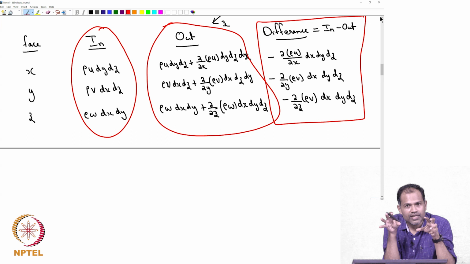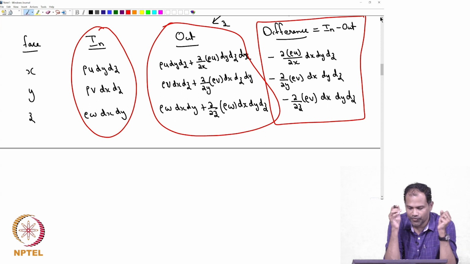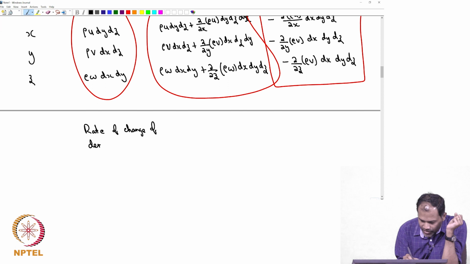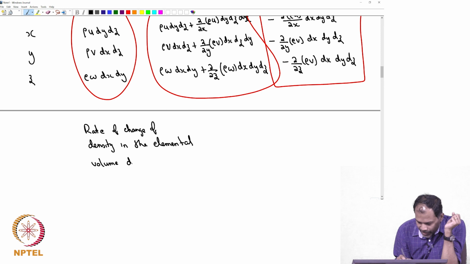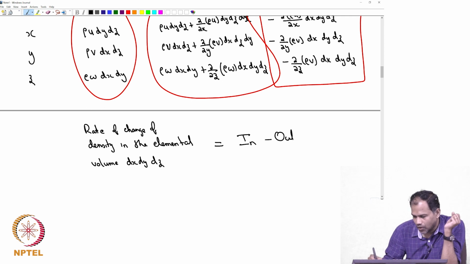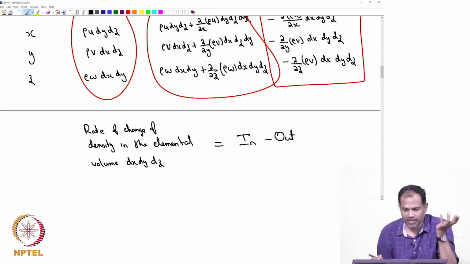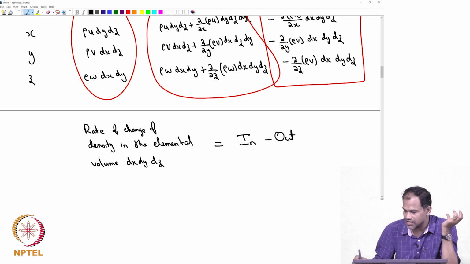So, if mass is accumulating in that fluid element, that means it is going to essentially change the density of the fluid in that volume. So, we can say that if we write down the rate of change of density in the elemental volume dx, dy, dz, that should be equal to in minus out, because if in is exactly equal to out, there is no accumulation, density can't change, but if there is a change, that should be reflected as a change in density.